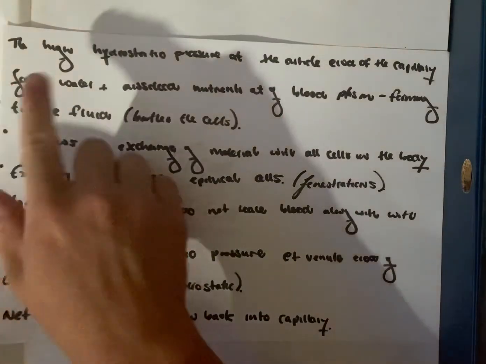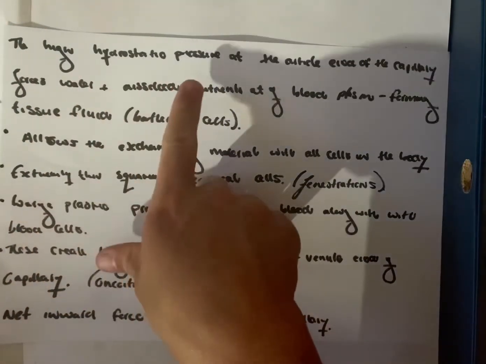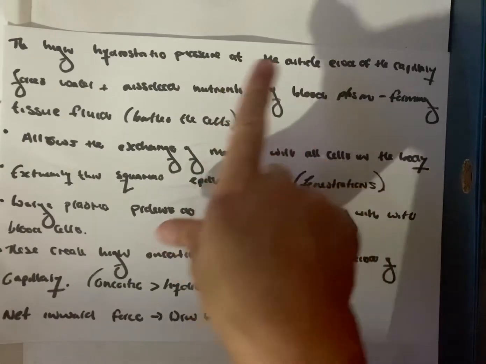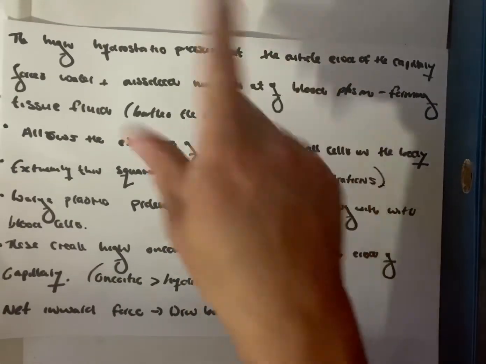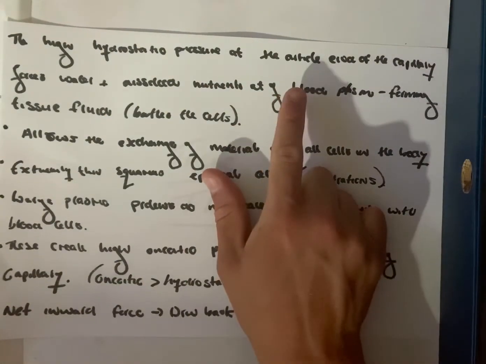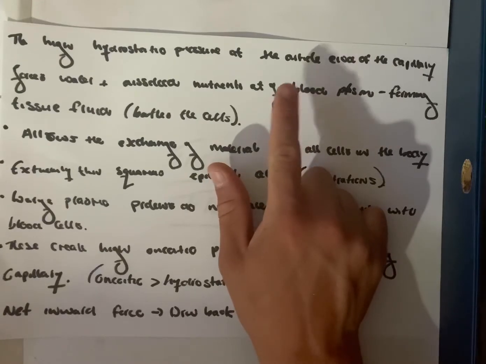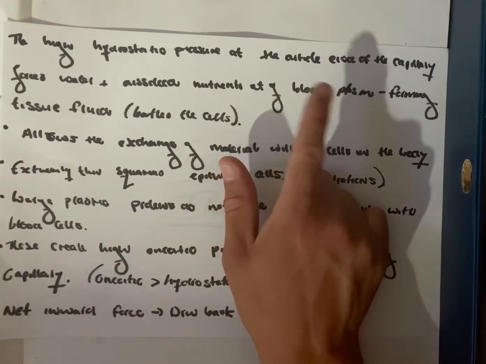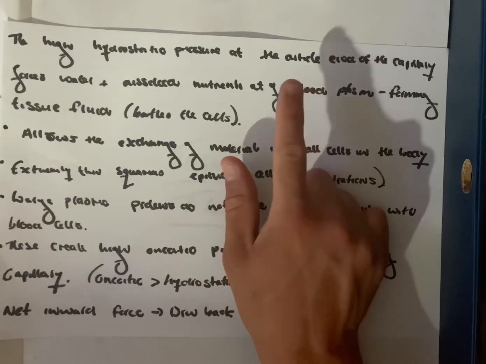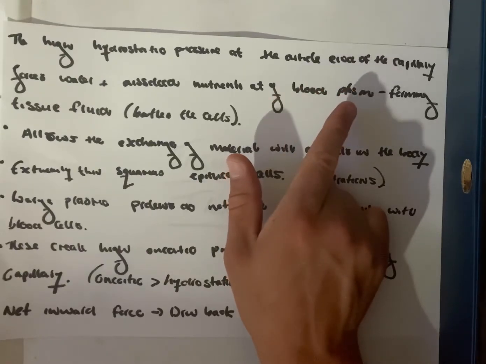So tissue fluid is formed by the high hydrostatic pressure at the arterial end of the capillary. So remember, you've got the two ends. You've got the arterial end, which is next to the artery, which connects the artery to the capillary. Then we have the venule, which connects the capillary to the vein.